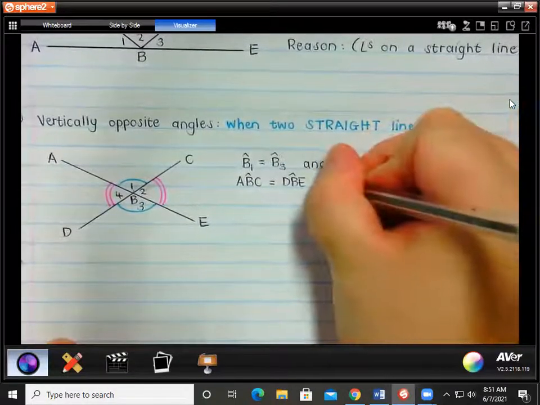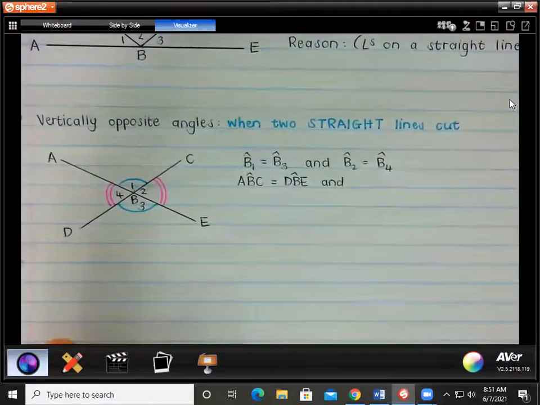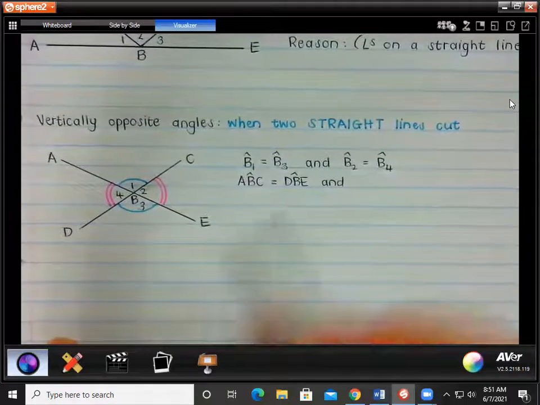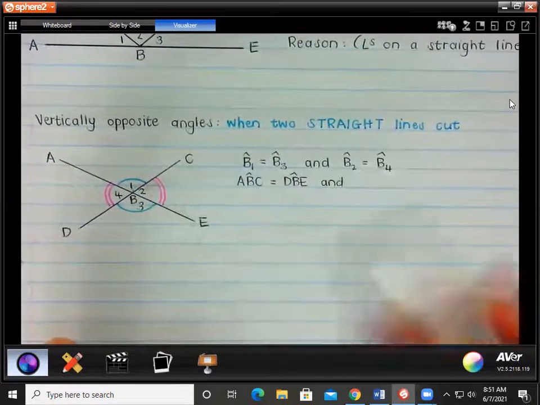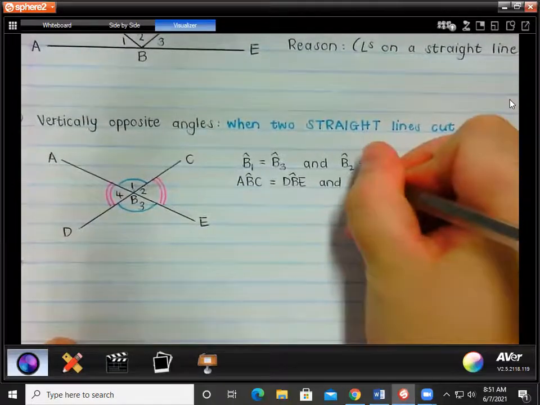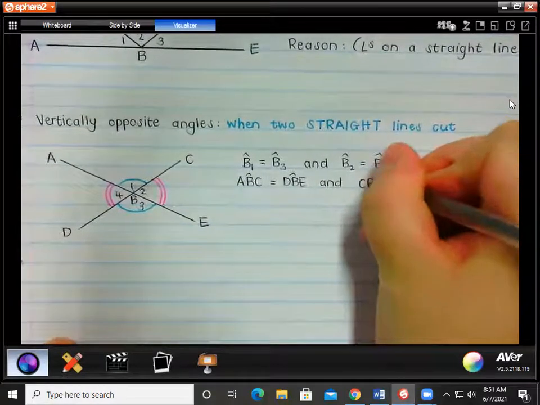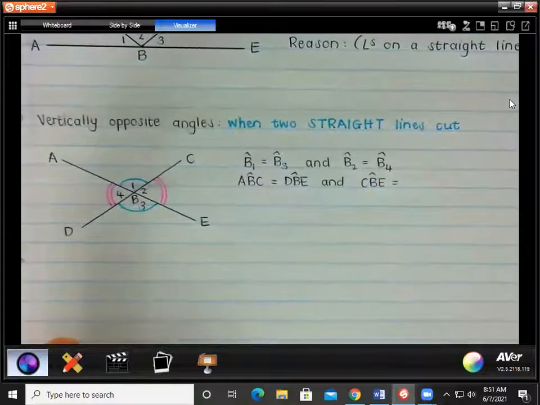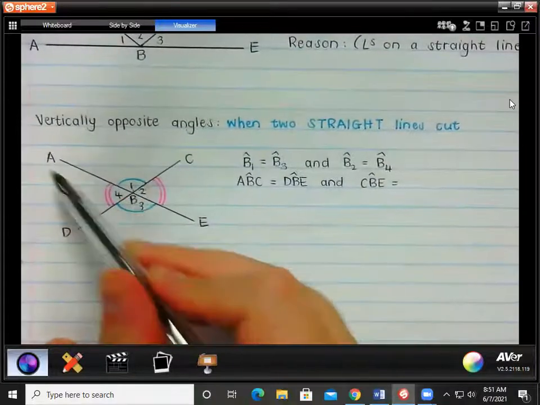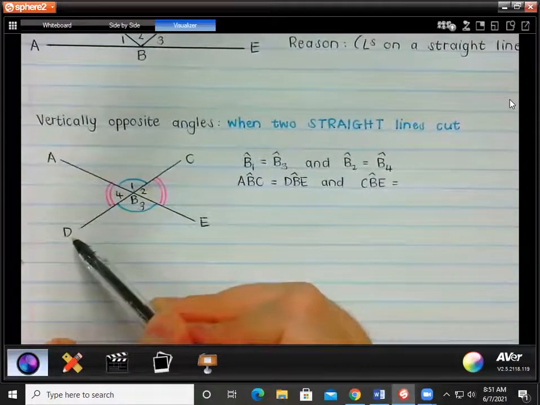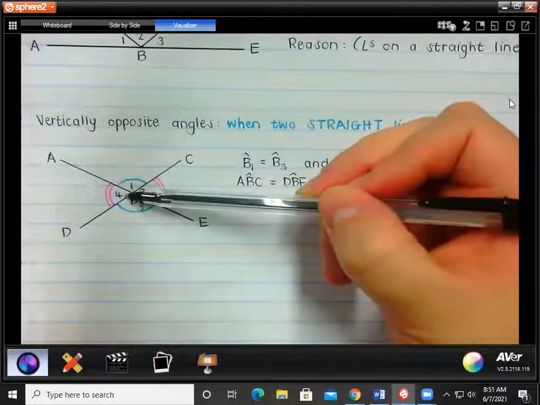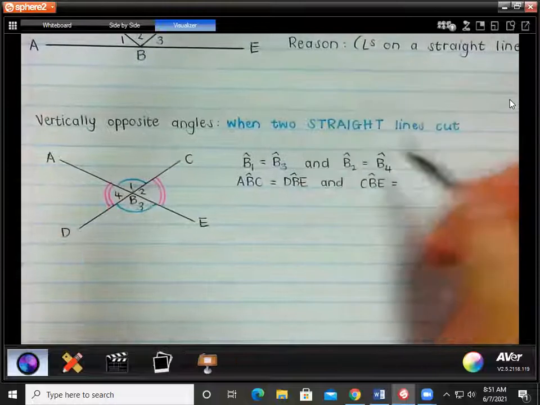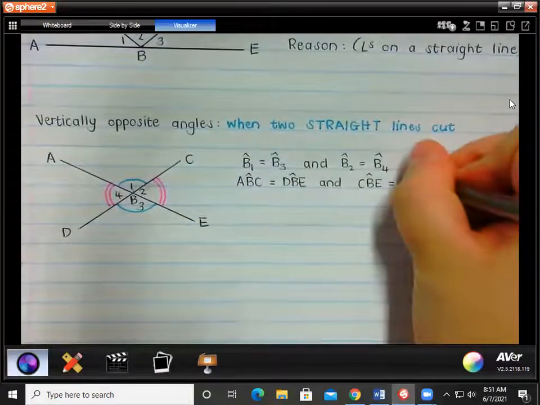All right, and if we have B2, what am I going to call B2? CBE, good. And then B4 is going to be ABD, right? Because the angle is at B, but it is between A and D. So ABD.